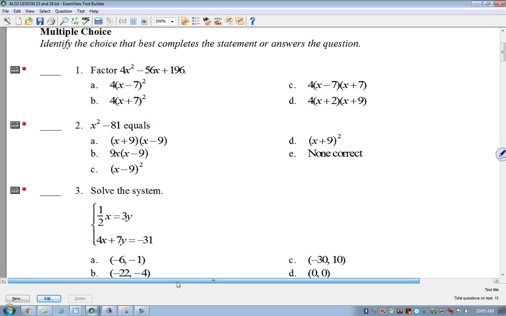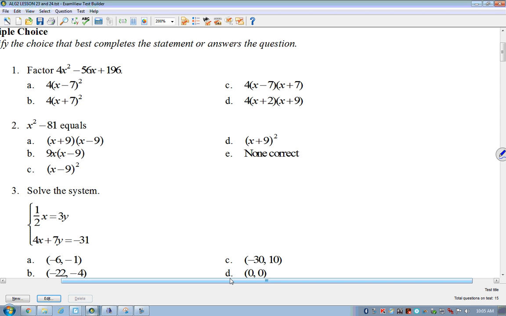Question number 1 has me factor. One of the first steps it told us to do was to factor out the first coefficient if it wasn't 1. What's the first coefficient? 4. So I need to see if I can divide all of those terms by 4. I'm factoring out the 4, leaving me with x squared. What's negative 56 divided by 4? I'm factoring it out, dividing it out. Should be negative what?